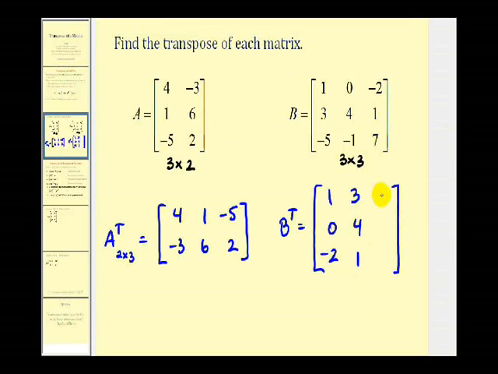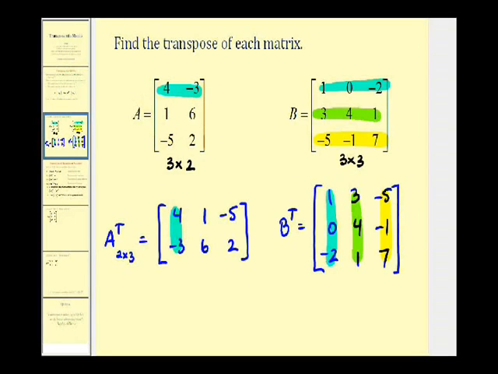Row 3 forms column 3 in the transposed matrix. So negative 5, negative 1, and positive 7. So just to emphasize this, notice how row 1 became column 1, row 2 became column 2, and row 3 became column 3. And the same thing for our first example. Row 1, column 1, row 2, column 2, and row 3, column 3.